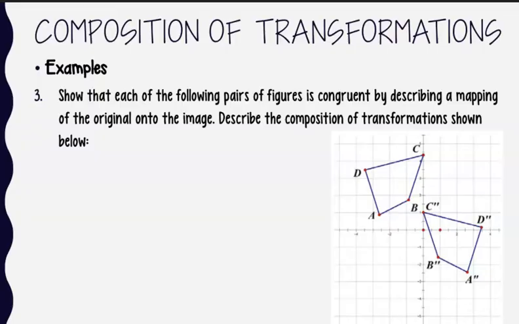So again, let me restate that in the context of this problem. They're asking me to show that A, B, C, D is congruent to A double prime, B double prime, C double prime, D double prime. And the way that I'm going to do that is by showing that I can get from the pre-image, A, B, C, D, to the image by doing one or more of those three things. If I can get from here to here and I only use reflections, rotations, or translations, that means that I have preserved the size, which means it has to be the same size because I haven't done anything that would change the size.